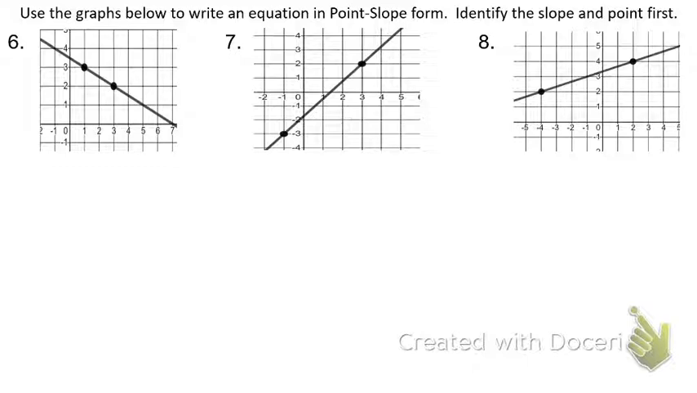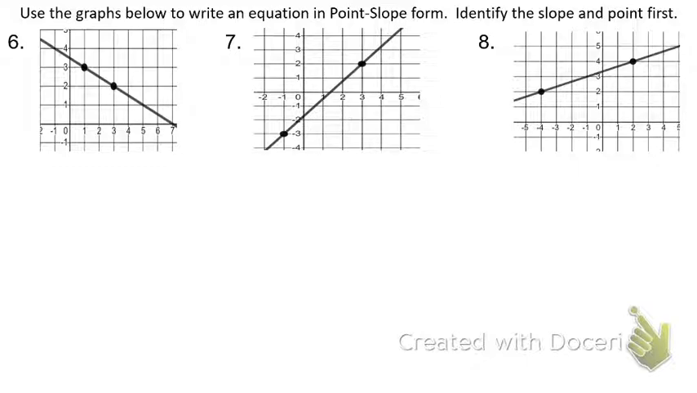Now let's try it with some graphs. We're going to look at these graphs, find the slope and one of the known points, and write the equation in point-slope form. You'll notice the reason I'm not using slope-intercept form is because they don't have nice integer y-intercepts. I would have to estimate, and that's not accurate. I don't know, for instance, on number 6, whether it's something in between 3 and 4, but what is it? So instead, we'll use point-slope form because I can clearly see where those points are.